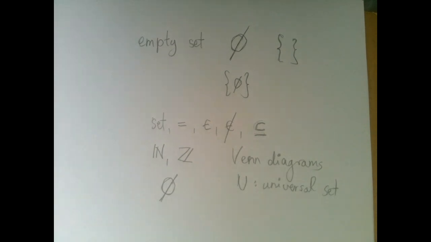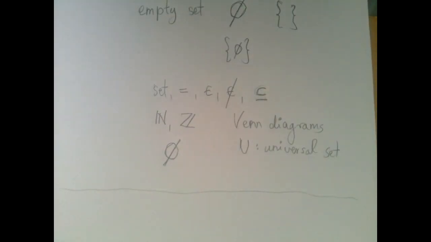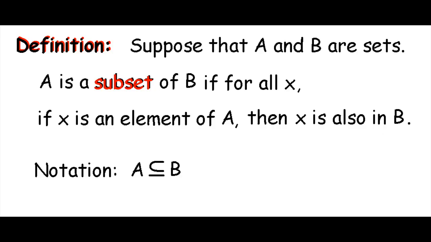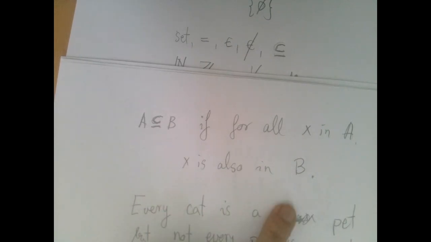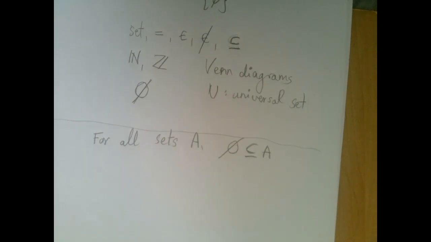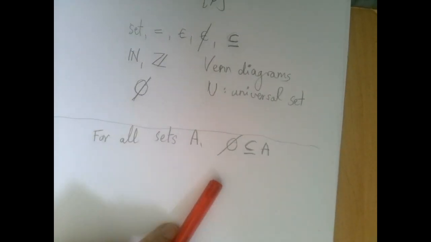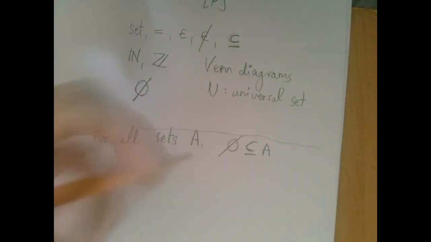So this is going to be strange, but the empty set is a subset of any other set, including itself. Now if we go back to the definition, what does it mean to be a subset? A is a subset of B if for all x in A, x is also in B. So this statement would be true if for any element of the empty set, it is also in A. There is no element in the empty set. This is what we say is vacuously true.